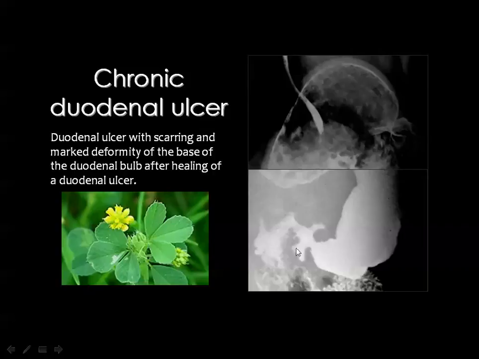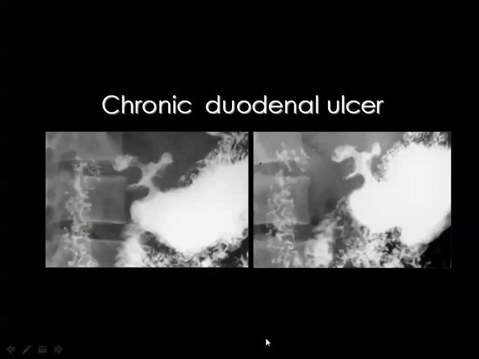And here you can see the trifoliate deformity indicative of the presence of chronic ulceration, cicatrization, and fibrosis. And this is also another example of the trifoliate deformity of the duodenal cap by barium meal, indicative of chronic duodenal ulceration.